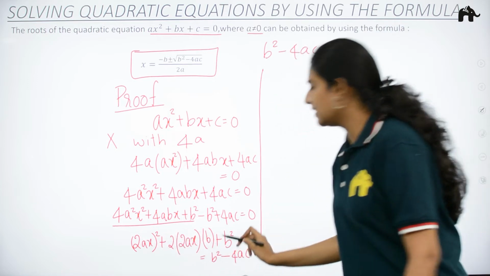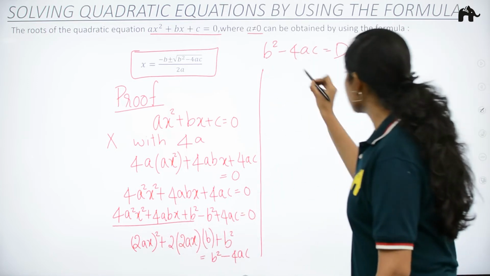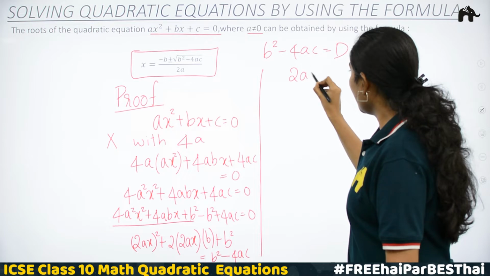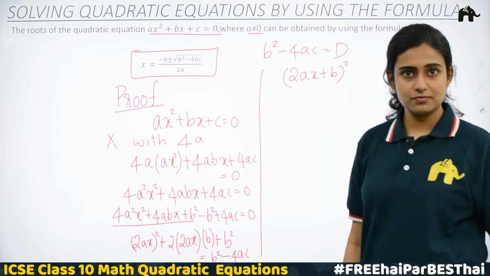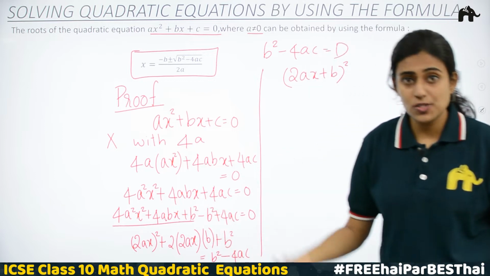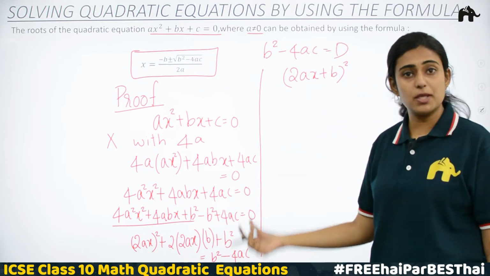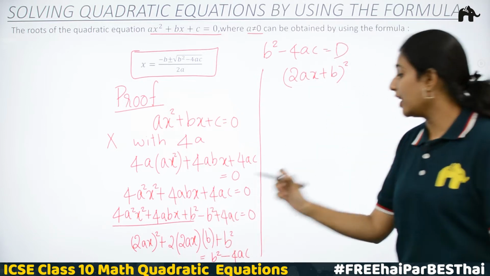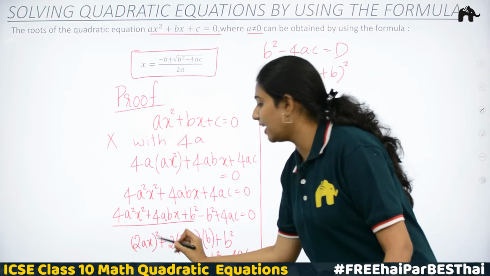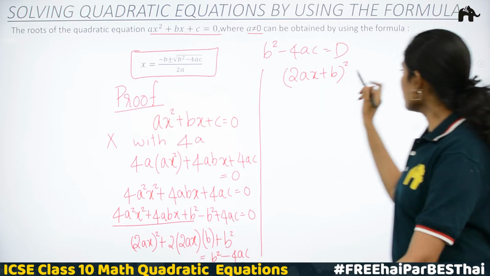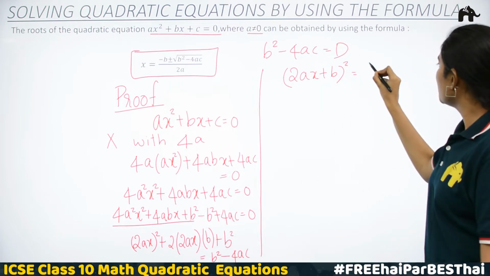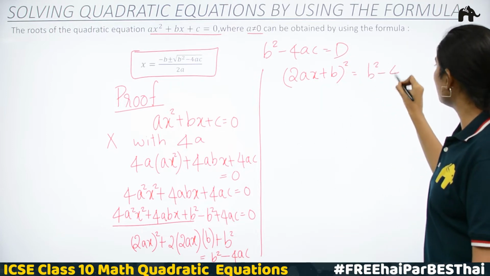Now just look at these terms. I can write this as 2ax plus b whole square, using a plus b whole square is equal to a square plus 2ab plus b square. In the position of a, I have 2ax, and in the position of b, here again we have b, is equal to b square minus 4ac.